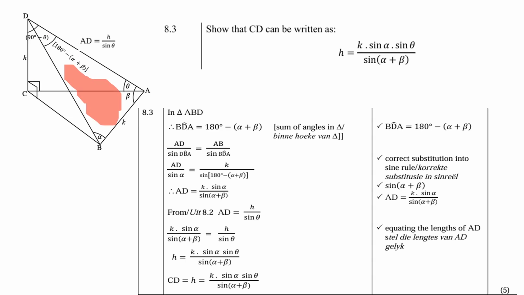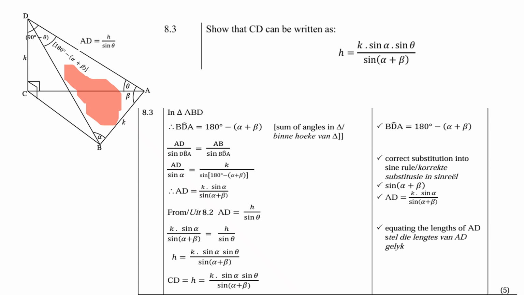Question 8.3. Show that CD, have a look, where is CD? Prove that CD, which is H, equals K times sine alpha times sine theta over the sine of alpha plus beta. Now look in triangle ABD, the one I've colored in red. Do you see where triangle ABD is? Now in that triangle, angle BDA is then 180 minus alpha plus beta. Remember, the two bottom angles are alpha and beta. Sum of the angles of a triangle.